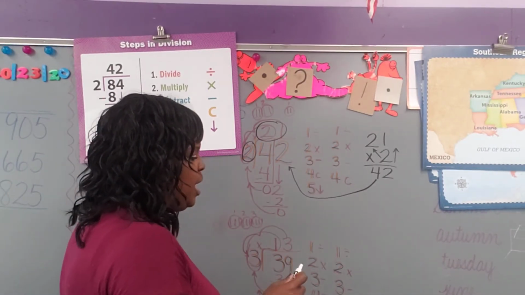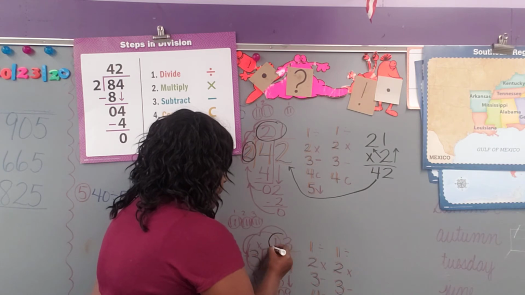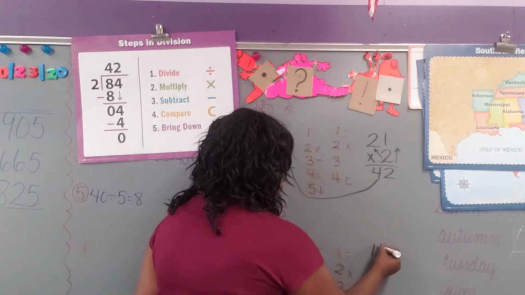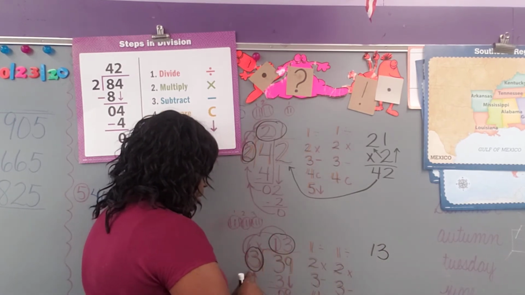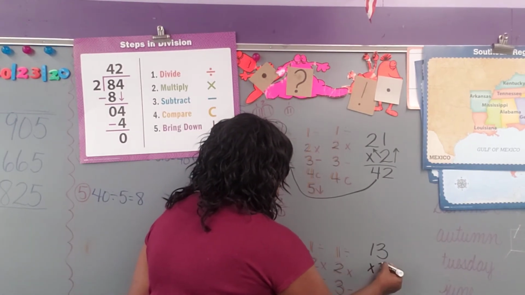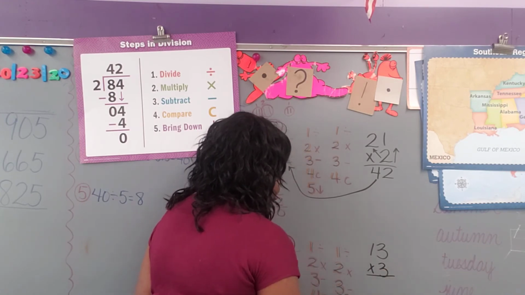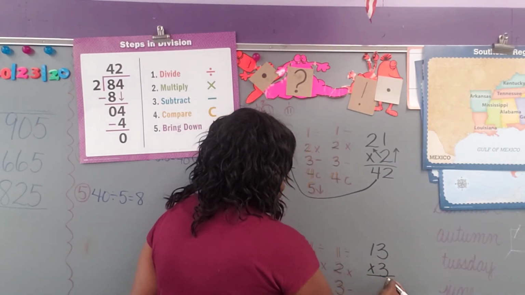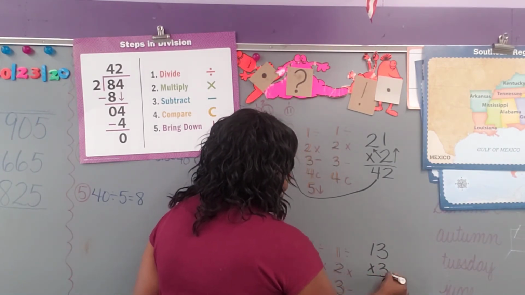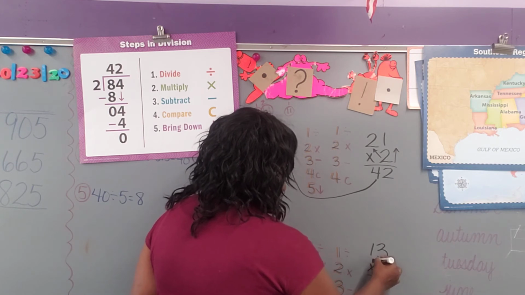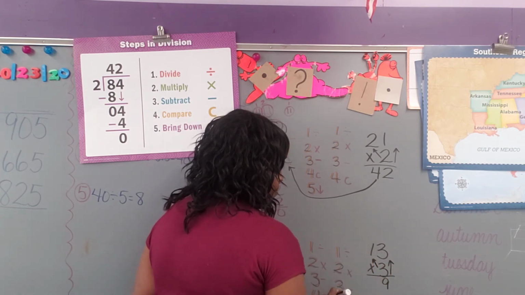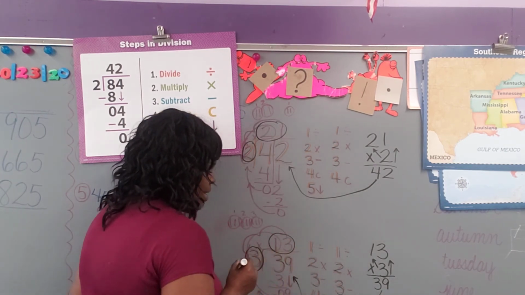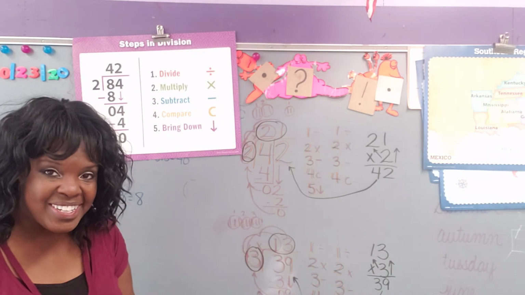How do I check? My outside numbers. My quotient times my divisor. Because how do I check division? By multiplying, by doing the opposite process. 3 times 3 equals, and then go across. 3 times 1 equals 3. And if this equals this, then I am correct.